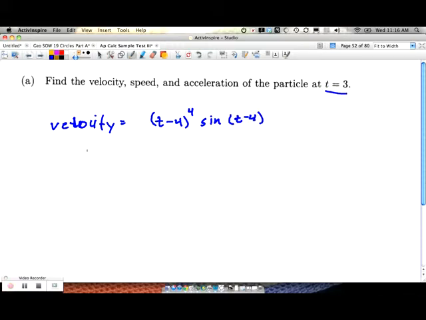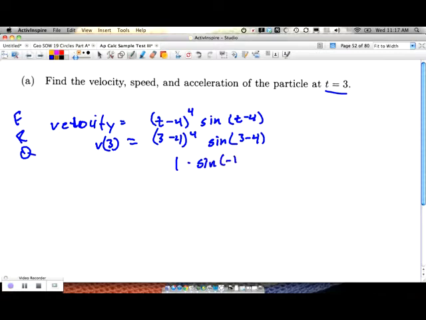So if I want to find that at t equals 3, that means v of 3 is very easy. All I have to do is substitute (3 minus 4) to the 4th power times sine of (3 minus 4). Now technically I can stop there. I don't need to simplify. Why? Because this is an FRQ. Say it with me. It's an FRQ. Therefore I do not need to simplify. But if I wanted to, just for fun, this is negative 1. Negative 1 to the 4th power is 1, times sine of negative 1. So that's my velocity at 3.